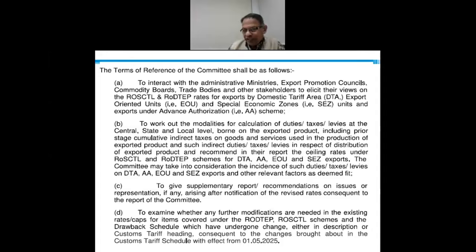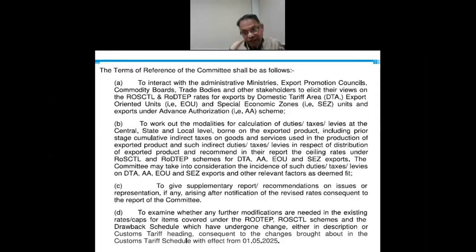I have two questions on this. I'll ask them subsequently, but I'll just make a remark for that. In respect of distribution of exported product, what exactly do you mean by distribution? And when the committee says other relevant factors as deemed fit, what are those relevant factors? Are you going to say that you are going to refund me reciprocal taxes imposed by USA? If that comes under other relevant factors, I have to think about it.